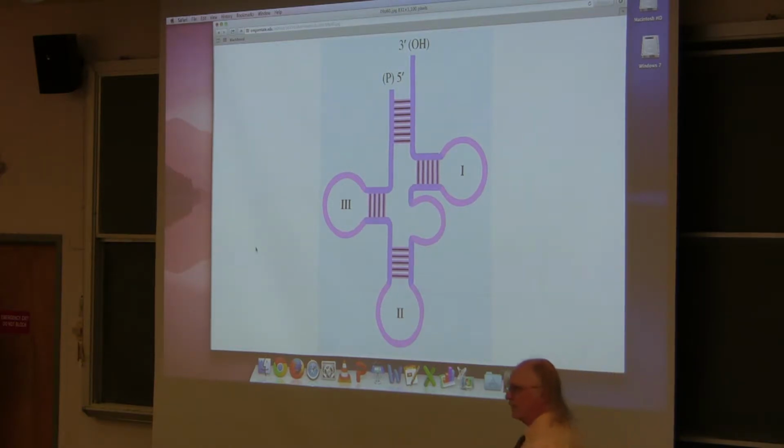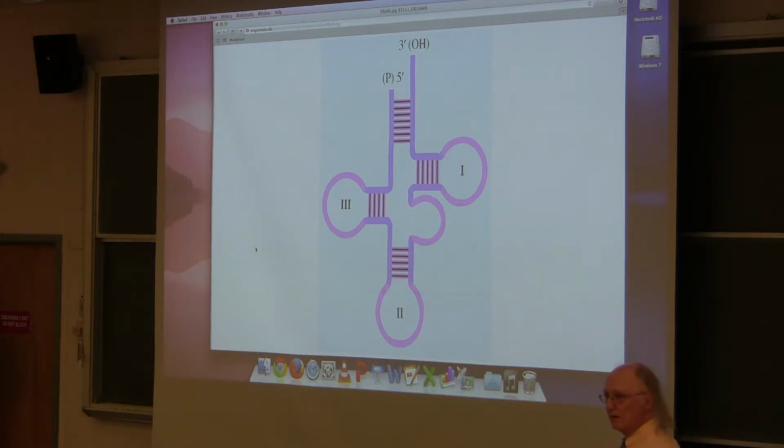Transfer RNA has the function of transferring amino acids to the place where protein is being made. Transfer RNAs have the function of transferring amino acids to the place where proteins are being made.